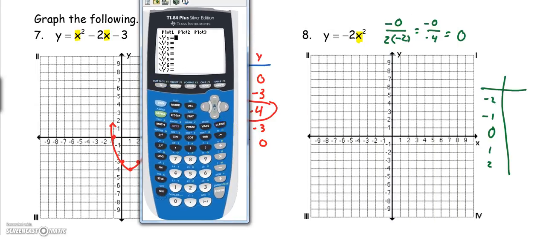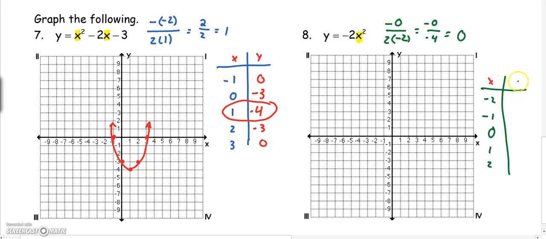Y equals negative 2x squared. And I can go to my table to get my values. So my values in this case for my y-coordinates are negative 8, negative 2, 0, negative 2, and negative 8. So on my graph, I'd go to 0, 0. I can go to the left and to the right, and then connect my points to make my parabola.